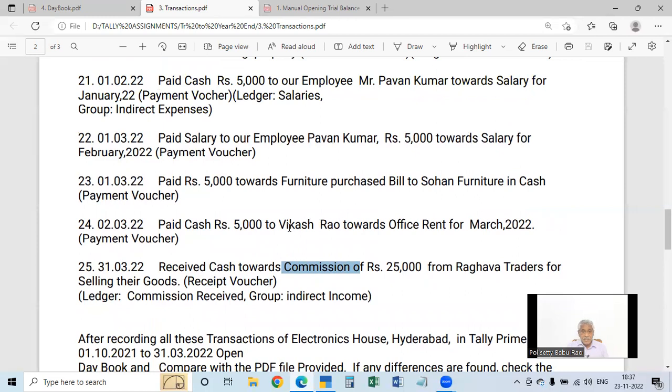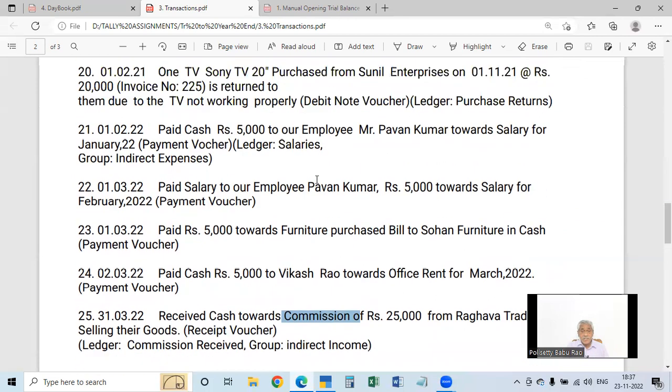Here is one more thing left. Commission is also a real account. So for this purpose, we have to make the entry. These are the expenses, in this case, purchase of goods.